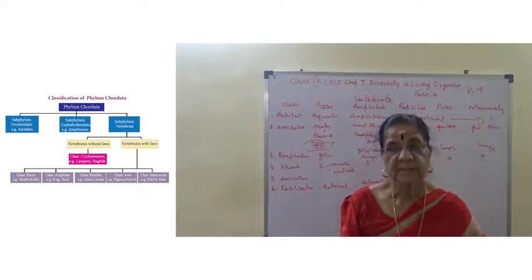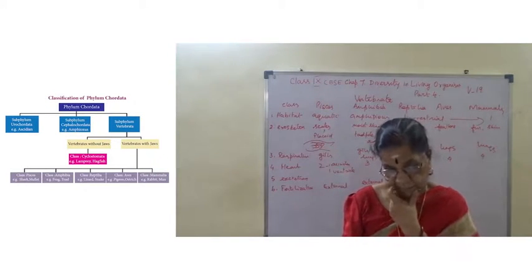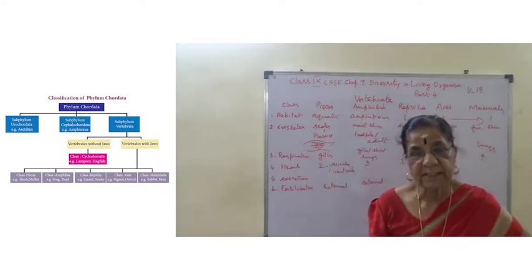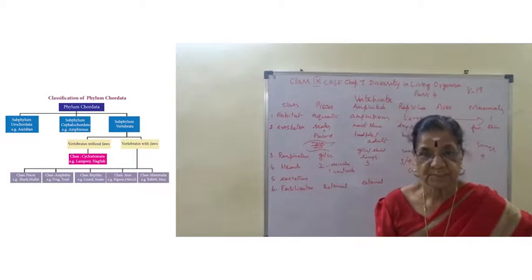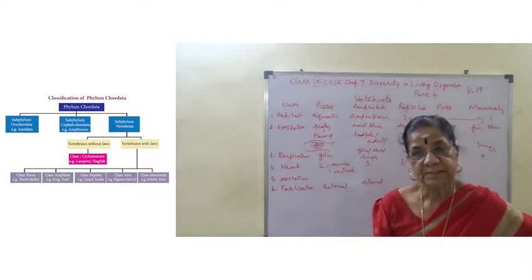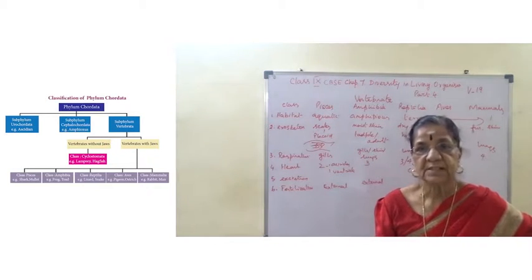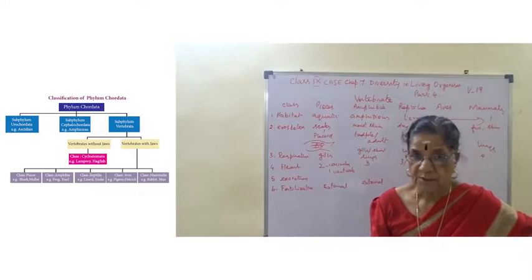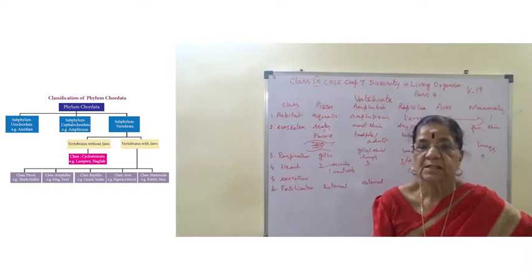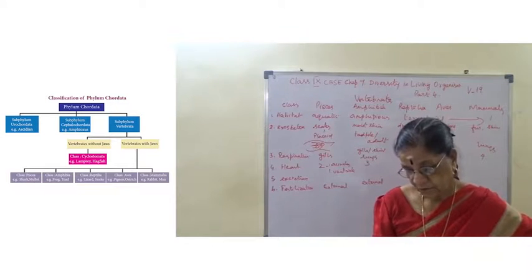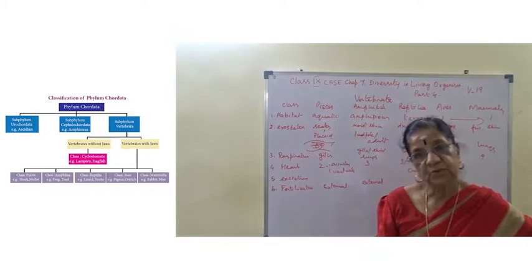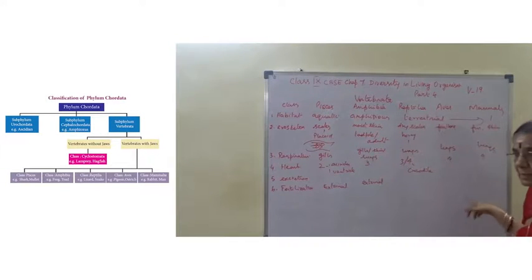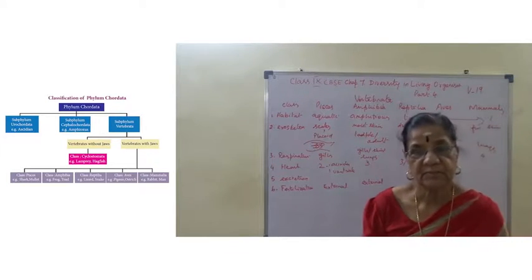Then mammals: they are warm-blooded animals with a four-chambered heart, and they are characterized by the presence of mammary glands in females. In males mammae are present, but they are a vestigial organ. What is a vestigial organ? An organ which is present in the body of an animal but is functionless. That is called a vestigial organ. Mammals produce young ones, so they are viviparous. Mammals alone are viviparous animals.